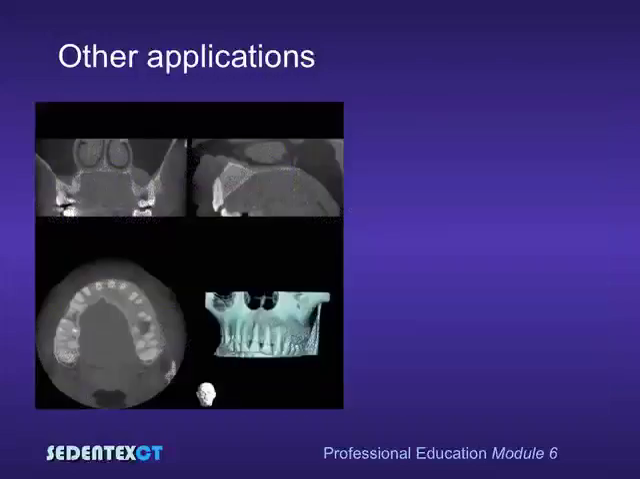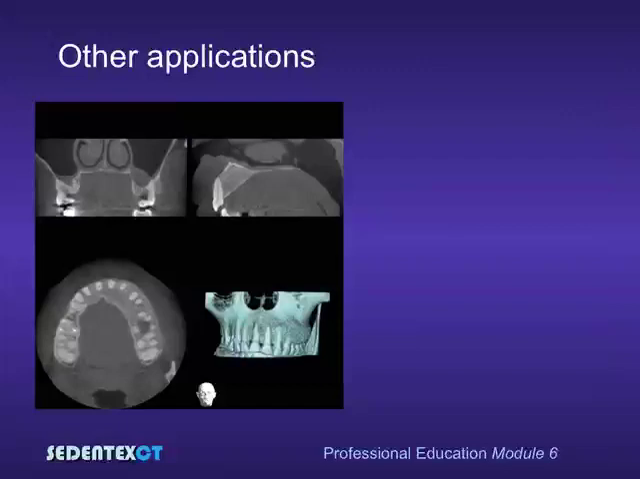Here we see a patient with fibrous dysplasia of the left maxilla, and this cone beam CT examination gives us very clear indications of the dimensions of the expanded alveolus and the texture of the bone.